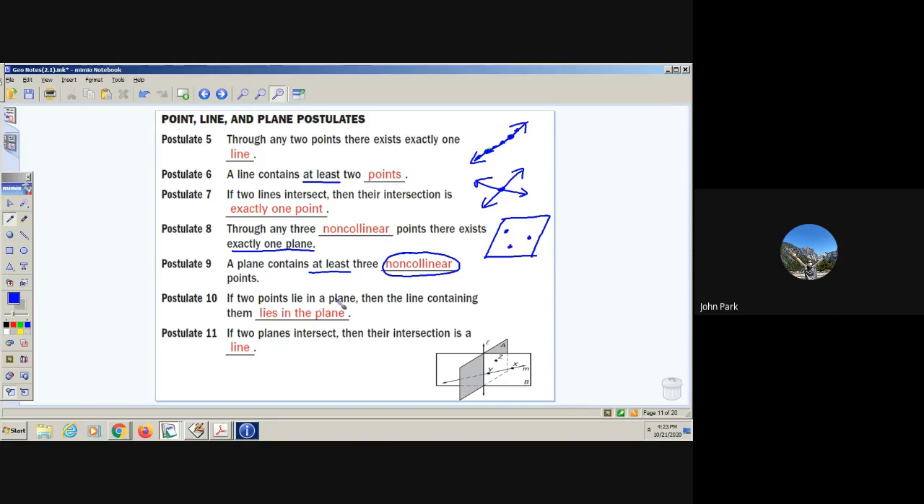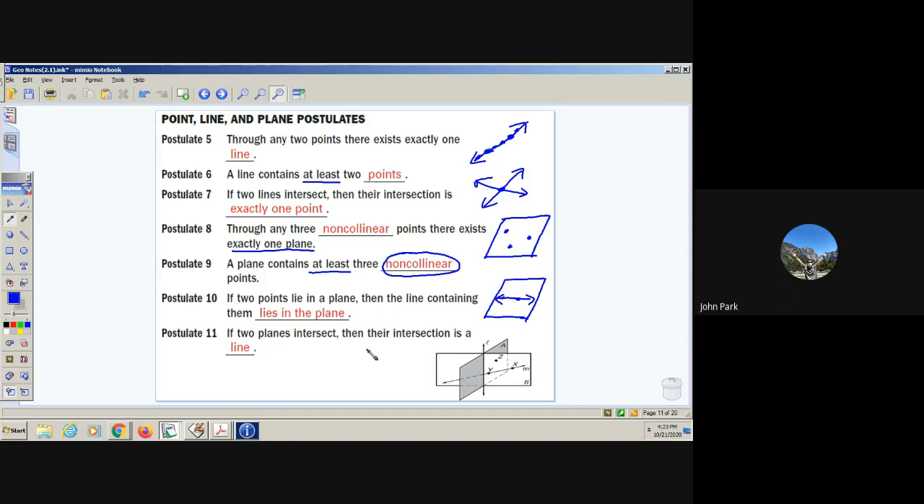If 2 points lie in a plane, then the line containing them lies in the plane as well. So if I just have 2 points like this, and they are on this plane, well, then if I draw a line through those 2 points, that line is also on that same plane. It seems kind of obvious. That's why these are all postulates. Remember, postulates and axioms are something that's kind of obvious, right?